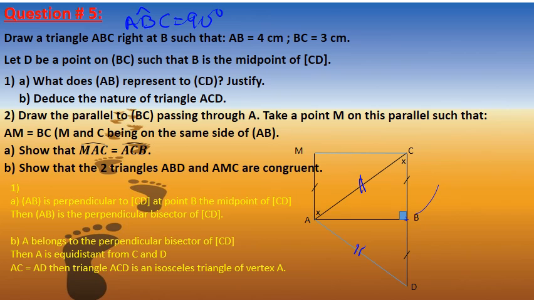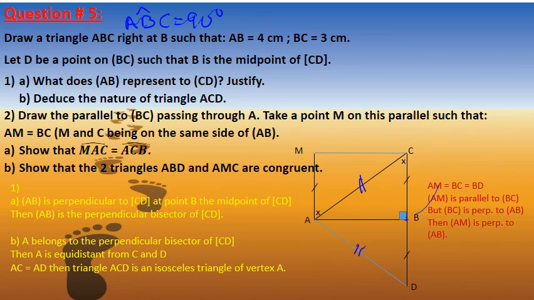Draw the parallel to BC passing through A. So AM is parallel to BC. Take a point M on this parallel such that AM equals BC. Since AM is equal to BC and BC is equal to BD, then BC, BD and AM are equal. Show that angle MAC is equal to angle ACB.